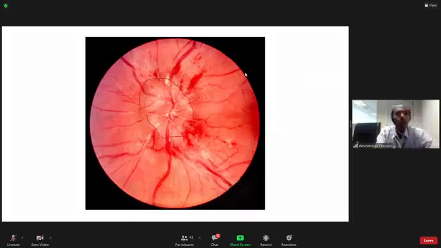And here you cannot make out the border of the optic disc. It's not clear. It's blurred. You see a blurred optic disc, and also a lot of hemorrhages and congestion around the disc. The blurred disc you can make out, and you can see this hemorrhage. So this is papilledema, right? Papilledema.